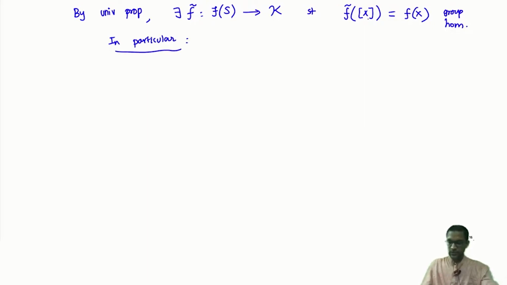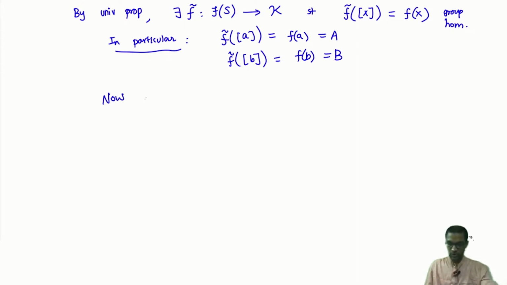Now, in particular, I'll take X to be A and B, those two specific elements. So, f tilde of A gives me f of A. So, that's my element capital A in K. f tilde of B is my element f of B, which is B. Now, let's get our contradiction. Let's go back to the original question.